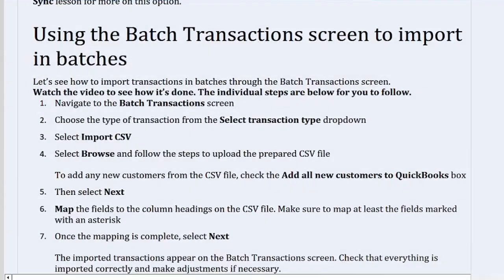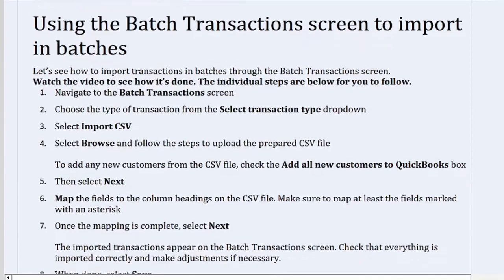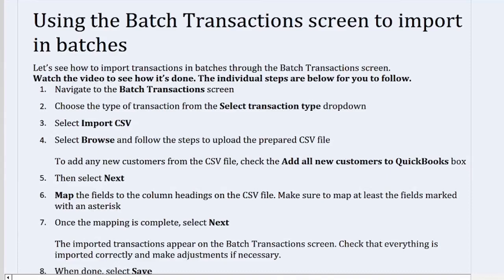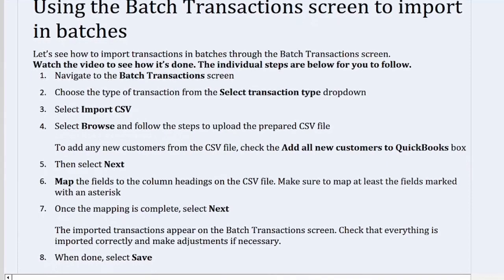Using the batch transaction screen to import in batches. Let's see how to import transactions in batches through the batch transaction screen. Navigate to the batch transaction screen. Choose the type of transaction from the Select Transaction Type drop-down. Select Import CSV. Select Browse and follow the steps to upload the prepared CSV file.